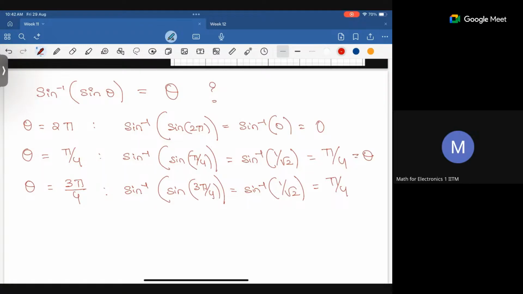So what is happening? For some theta values, it is giving me back theta. If I take theta to be 0, then I'll get sine inverse of sine 0, which is again 0, which is theta. So in this case, I got back theta. In this case also, I got back my theta. But in the other two cases, I am not getting theta back. So something is really fishy. So what could be the reason?